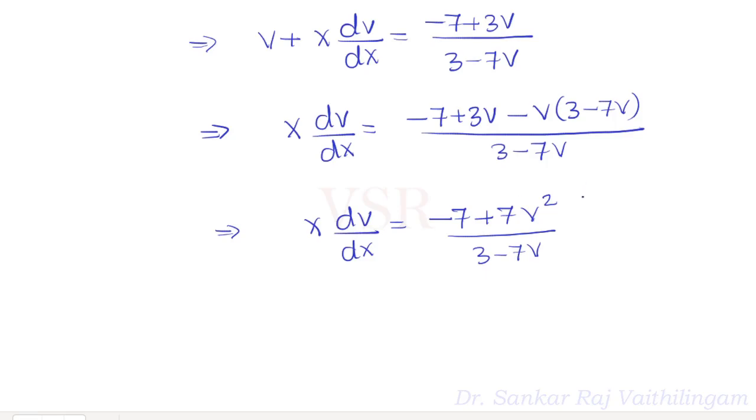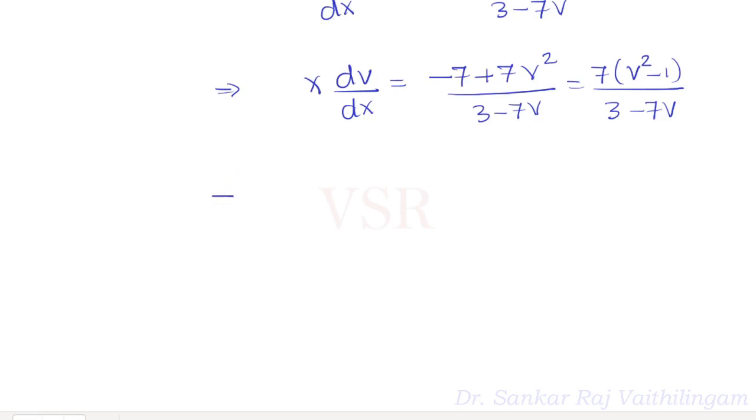Taking the common factor, this is equal to 7 times v square minus 1 divided by 3 minus 7v. So this implies 3 minus 7v divided by v square minus 1 into dv is equal to 7 times dx by x.